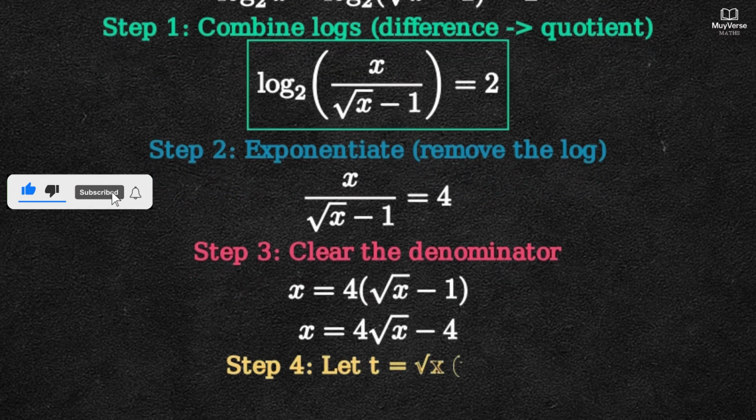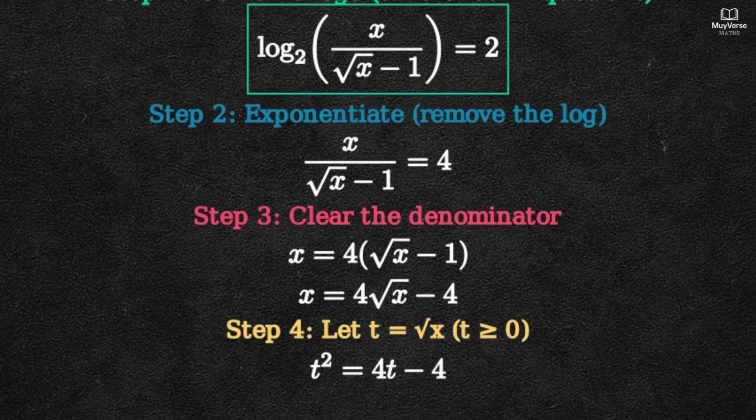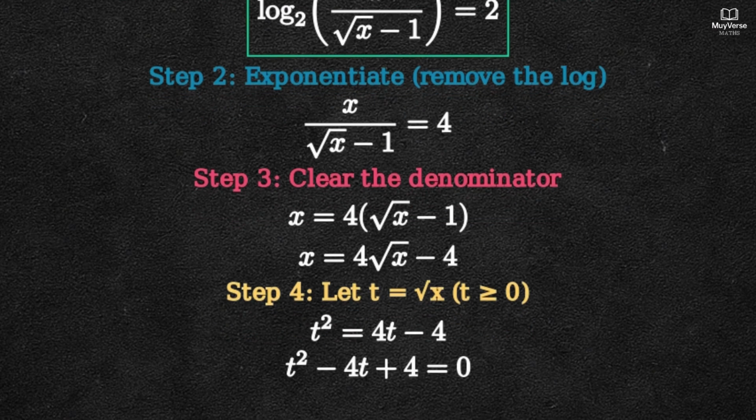Step 4. Substitute t equals square root of x with t greater than or equal to 0. Then x equals t squared. Substitute to get t squared equals 4t minus 4. Bring all terms to one side. T squared minus 4t plus 4 equals 0.